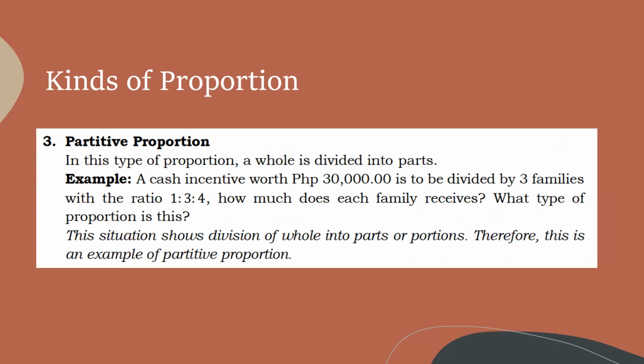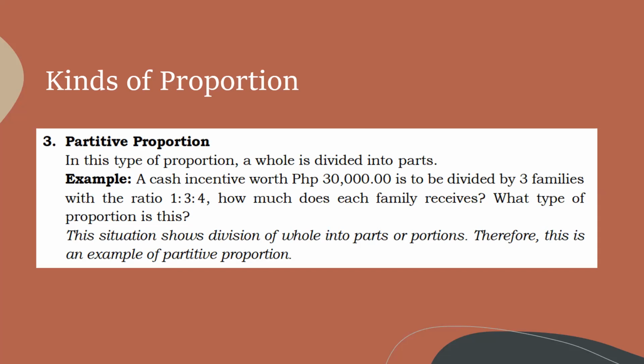A whole is divided into parts. Example, ito nga, a cash incentive is 30,000. It's divided into 3 families with the ratio of 1, 3, 4. How much does each family receive? Sabi nga 30,000 daw ang perang paghahatian. Pero hindi pantay-pantay ang hatian. Yung isa 1, yung isa 3, yung isa 4 ang bigat. Ibig sabihin, ang quantitative is a whole na i-divide natin into different value.